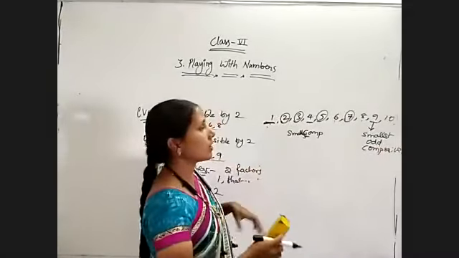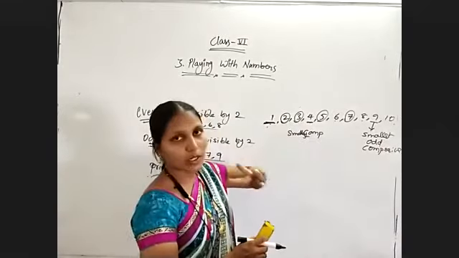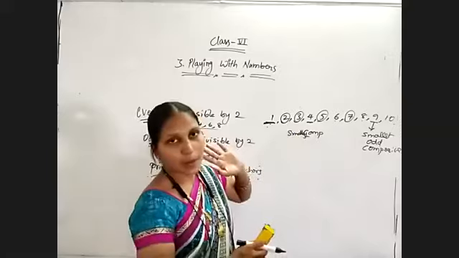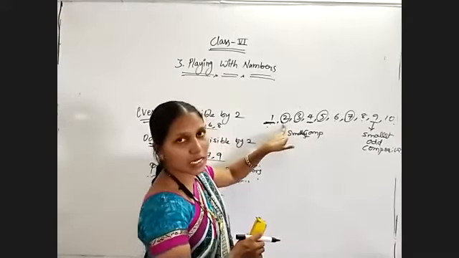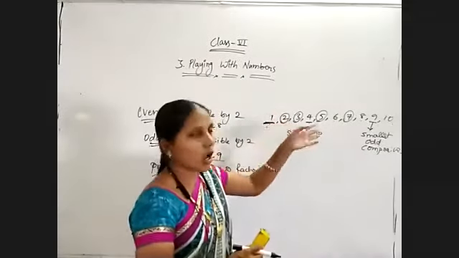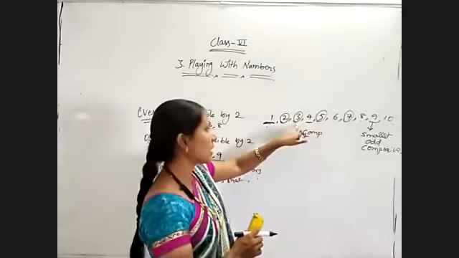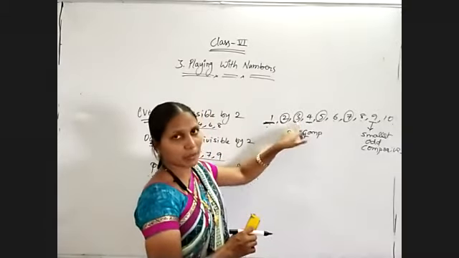And coming to 2, 3, 5, 7, they all have only 2 factors. So those are called prime numbers. The least prime number is 2, and this is the only even prime number. Remaining all prime numbers are odd prime numbers. If I am asking the smallest odd prime number, in that case 3 is the smallest odd prime number. That's all.